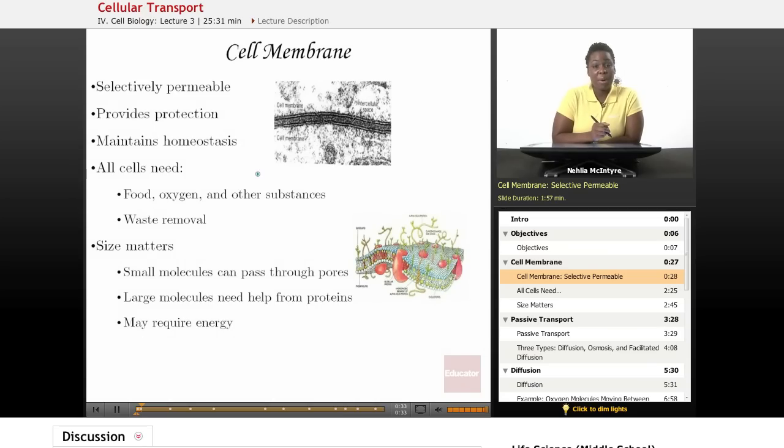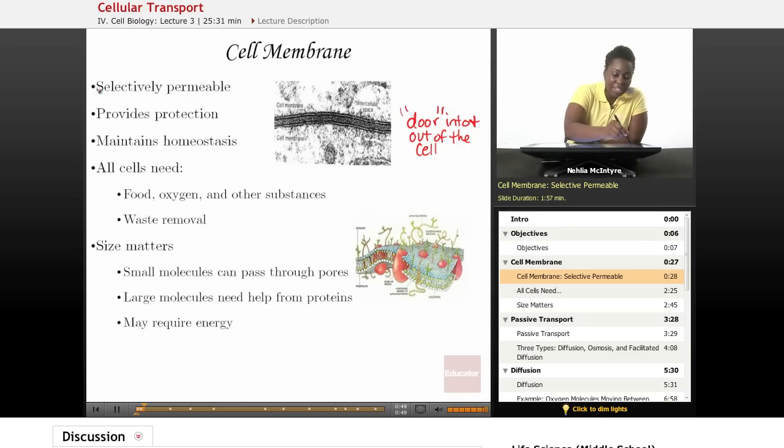The cell membrane is the gateway or the door into and out of the cell. However, the door doesn't open just for anyone or anything. It's selectively permeable, and what that means is there's certain criteria that must be met in order for you to enter and exit the cell through the cell membrane.